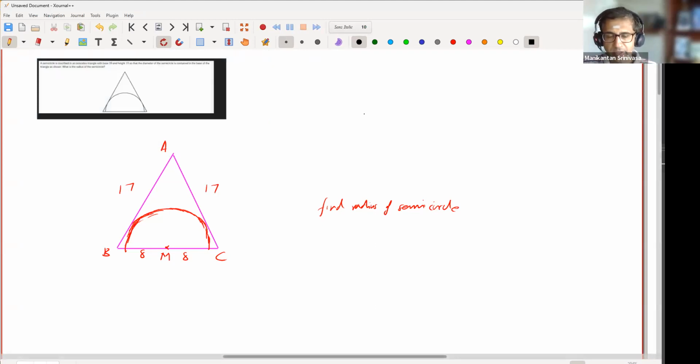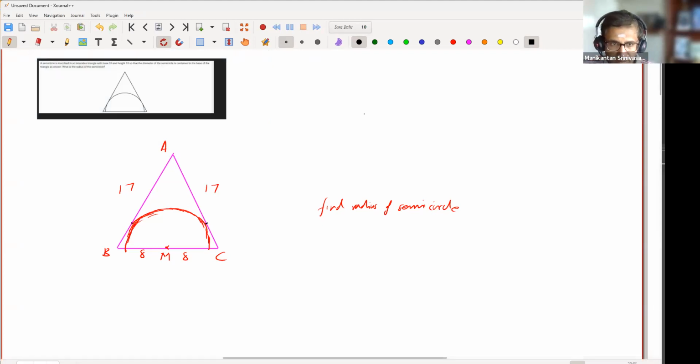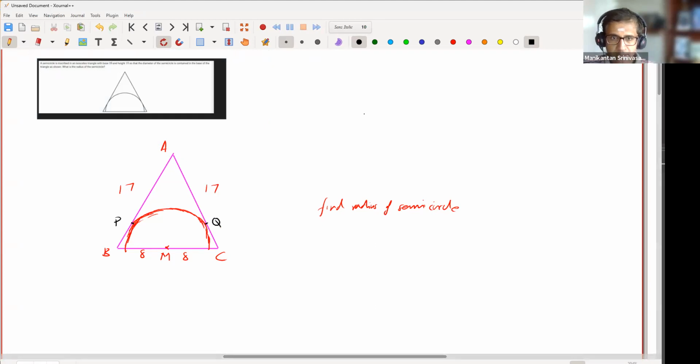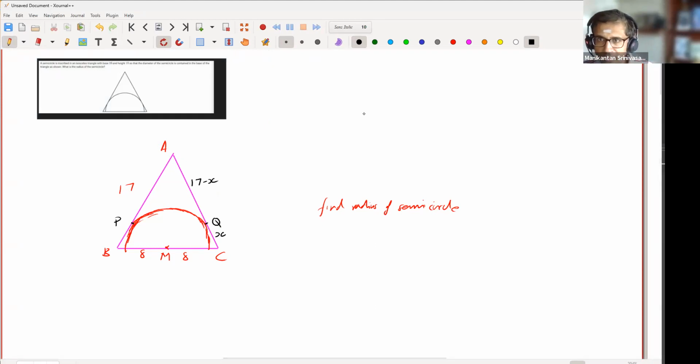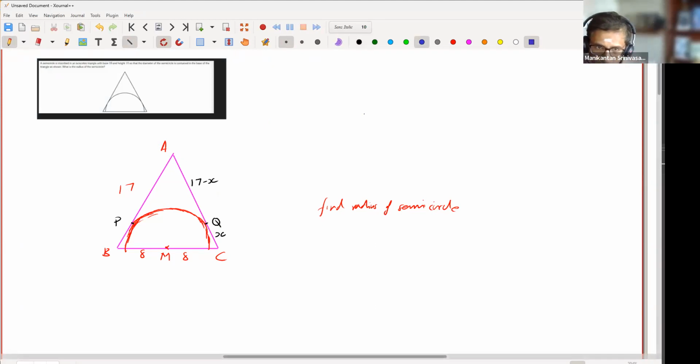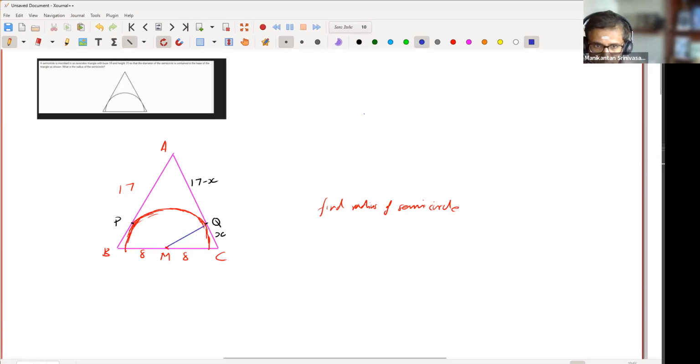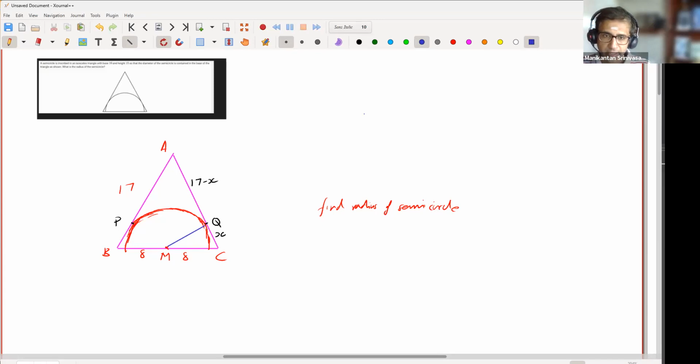Okay, so he wants to find the radius of this semicircle. Let's say this is the point where it's touching. Let's call this P, this Q, it's symmetric, doesn't matter. Now let's call this portion QC as X. Then this upper portion AQ is 17 minus X, because the entire length is 17. We also know that if I connect M to Q, that'll be perpendicular because of the tangent, because the line AC is tangential to the semicircle, because it's just touching.